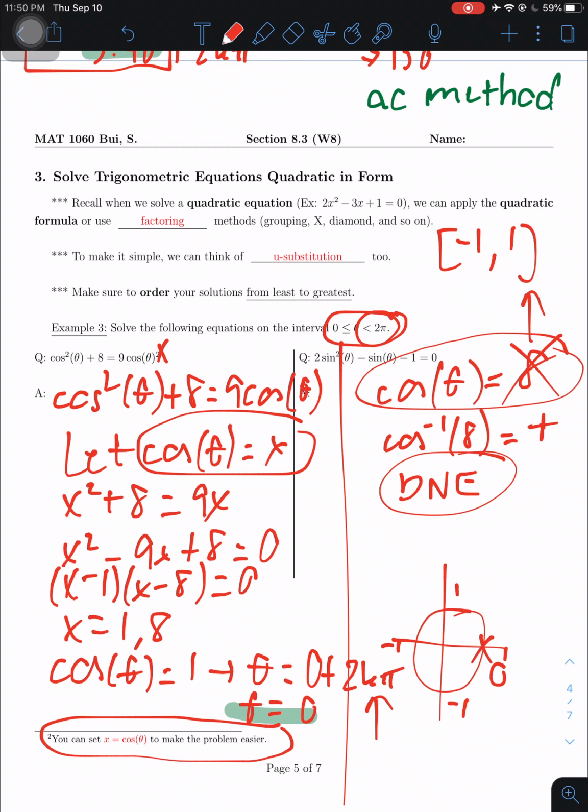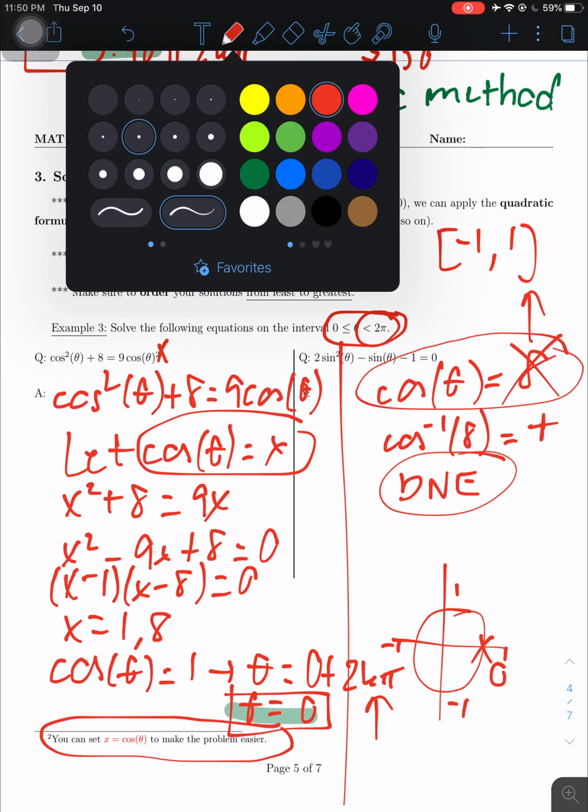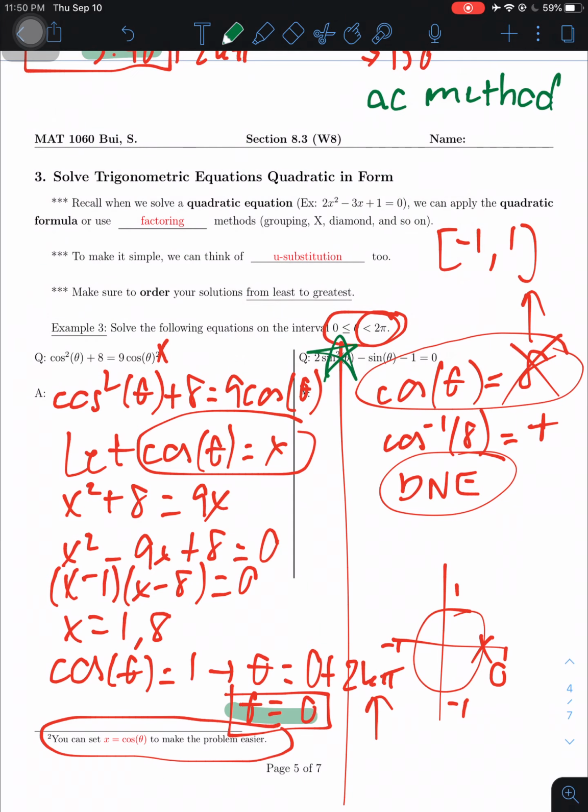So the final answer for example 3 in my part is theta equals 0. And that's the only solution that we have. Okay? And again, let me put a green star for your part.